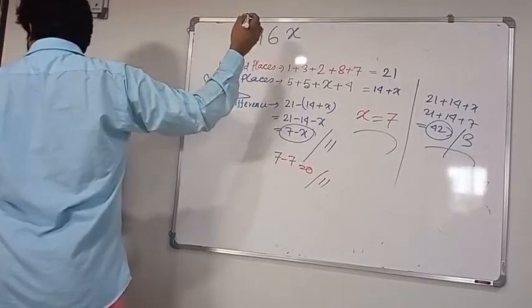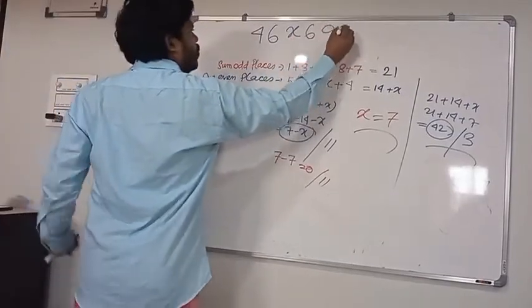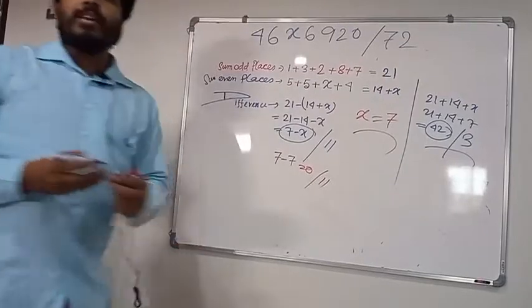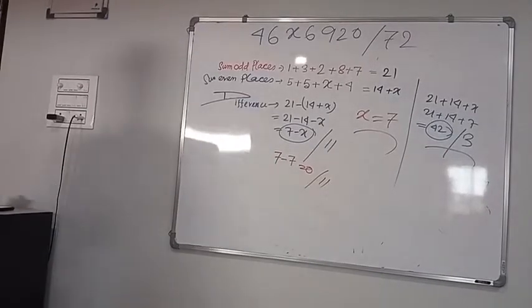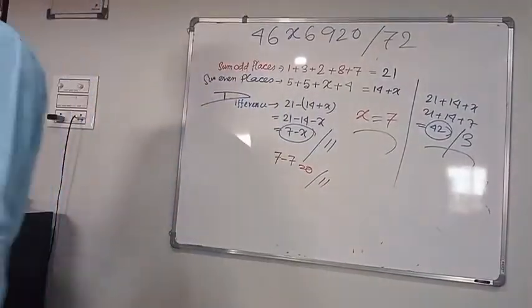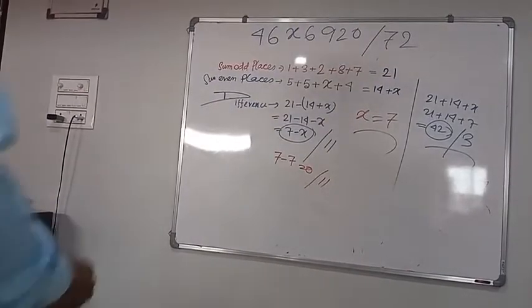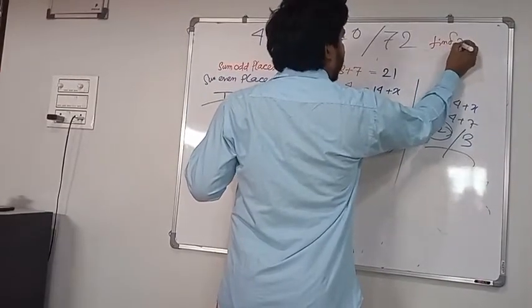4, 6, x, 6, 9, 2, 0 is divisible by 72. Then what is the value of x? If this number is divisible by 72, then you have to find the value of x.